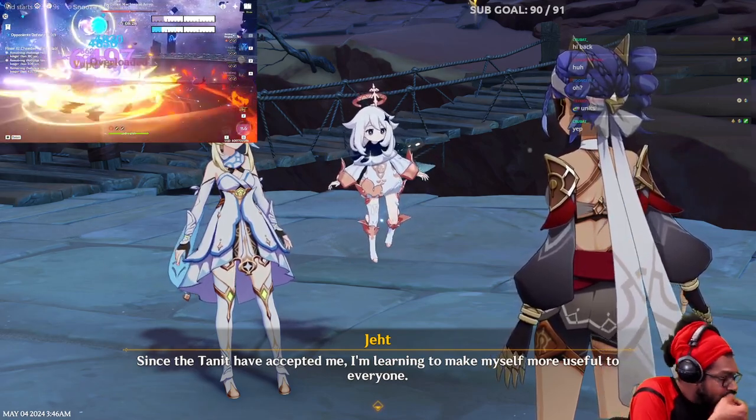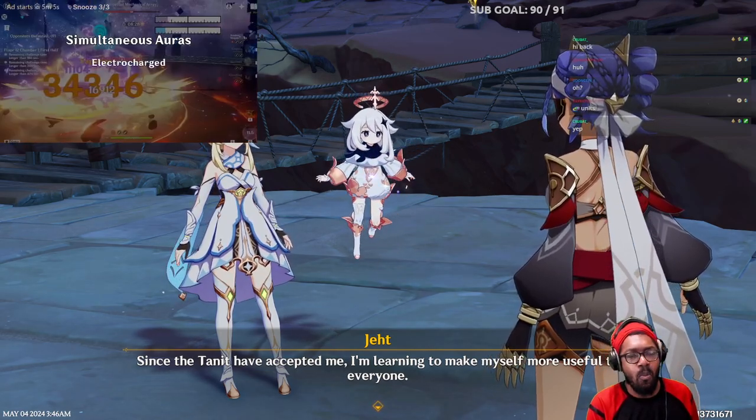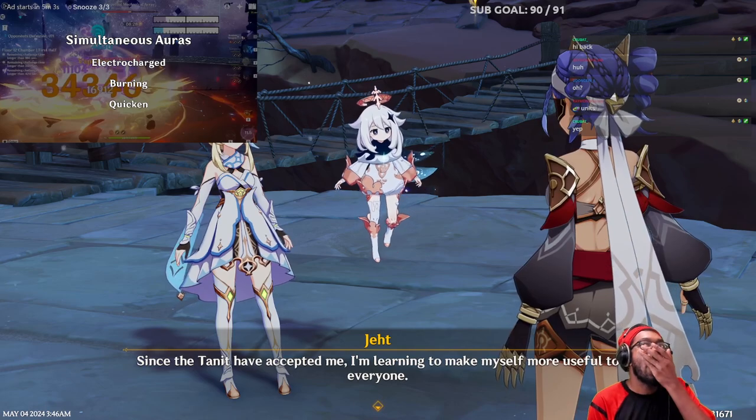Where elemental gauge theory starts to get really interesting is when a target is afflicted with multiple auras at the same time. While this isn't typical for most reactions and elements, it can happen with electrocharged, burning, and quicken.